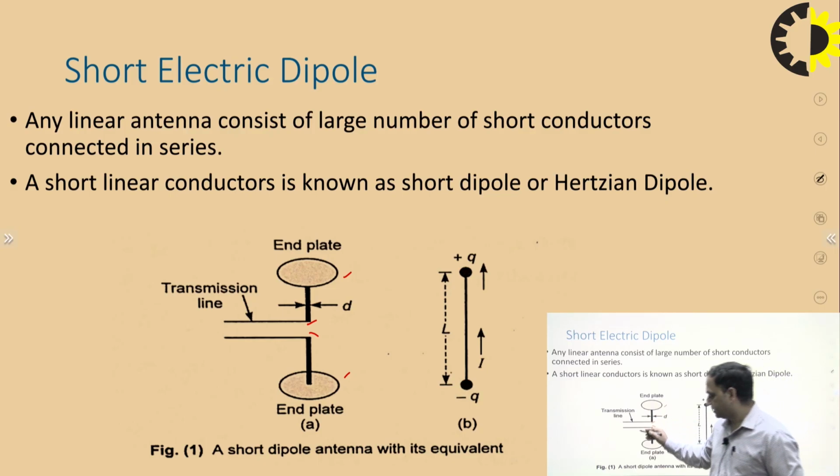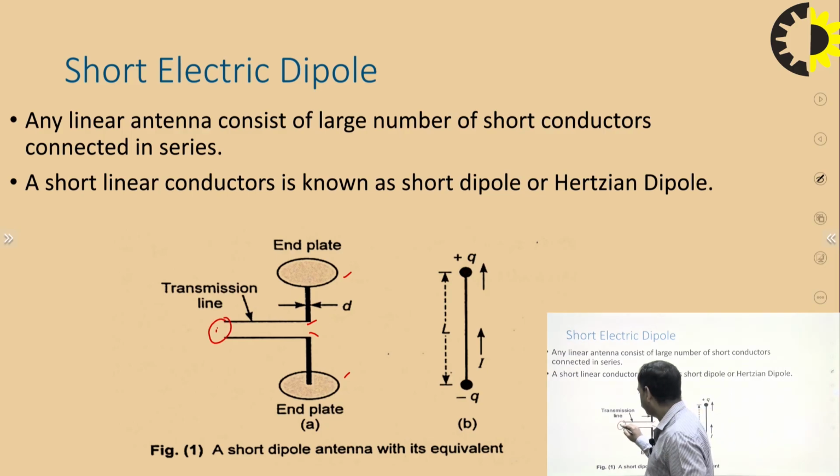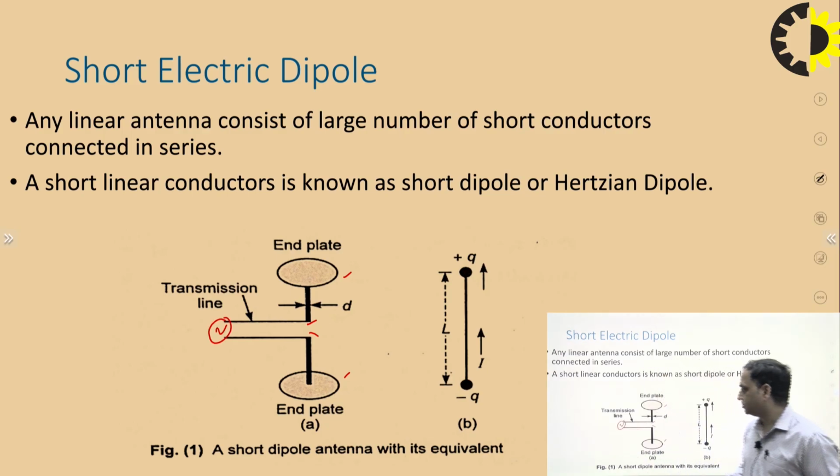When we provide any AC at this terminal of the transmission line, the positive and negative waveform of the AC makes the charges move along this wire. Because of the motion of the charges, acceleration or deceleration occurs in the charges. Because of that, accumulation of charges occurs at the extreme end terminals of this wire.